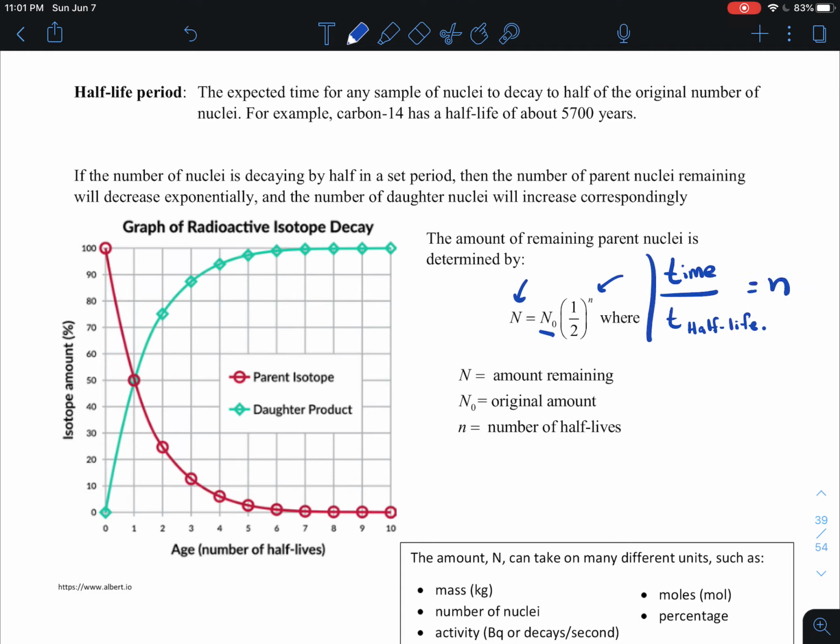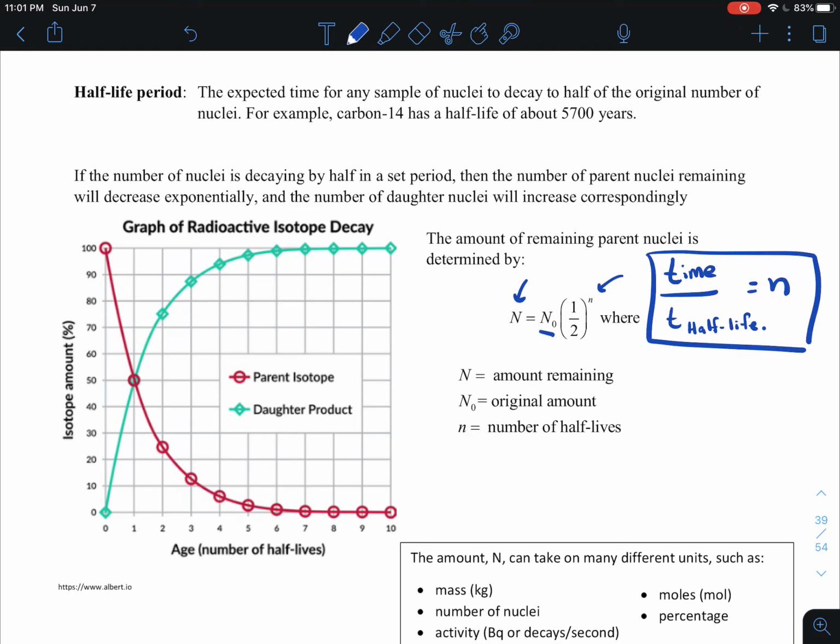So this is the other equation that we'll be using to solve for that lowercase n. Capital N is talking about, it could be a mass in kilograms, it could be number of nuclei, it could be Bq or becquerels, moles or percentages. So it depends on how we're solving this through.